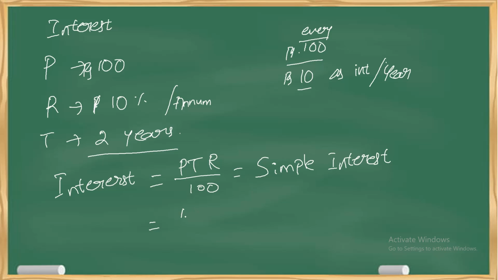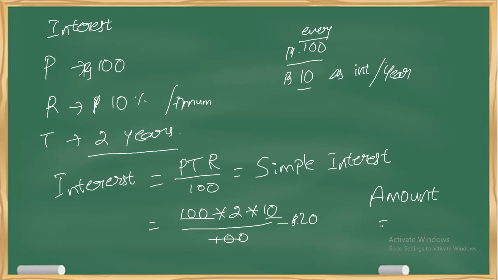PTR by 100. P is 100, into time which is 2 years, into rate of interest which is 10 percent, and 100 is the denominator. The 100s get cancelled, so the answer is 20 rupees. Now what is the final amount you are supposed to pay the bank after 2 years? It is the principal amount plus interest for 2 years, that is 120 rupees, isn't it? Because the principal amount I have taken from the bank is 100 rupees and the interest I am supposed to pay after 2 years is 20 rupees.